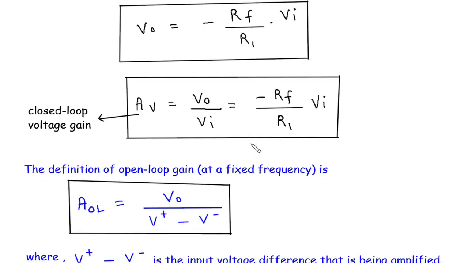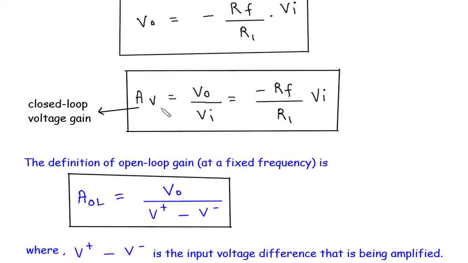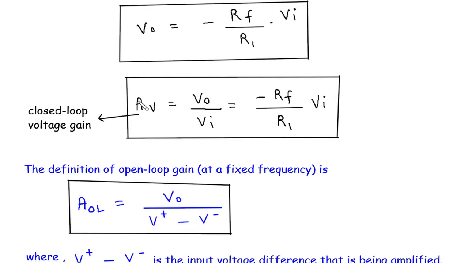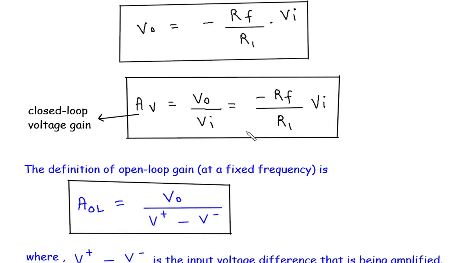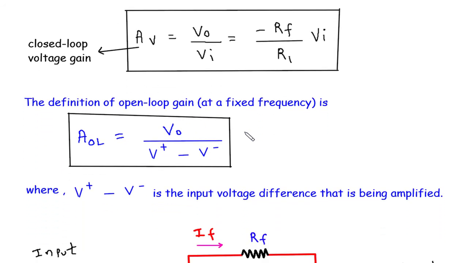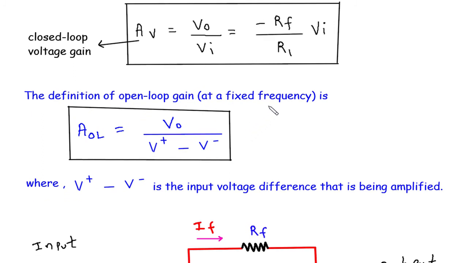So the closed loop voltage gain of the inverting operational amplifier or inverting op-amp is Av is equal to Vo divided by Vi is equal to minus Rf divided by R1. This indicates that the voltage gain of the inverting amplifier is decided by the ratio of the feedback resistor to the input resistor, with the minus sign indicating the phase reversal. Further, it is to be noted that the input impedance of the inverting amplifier is nothing but Ri.